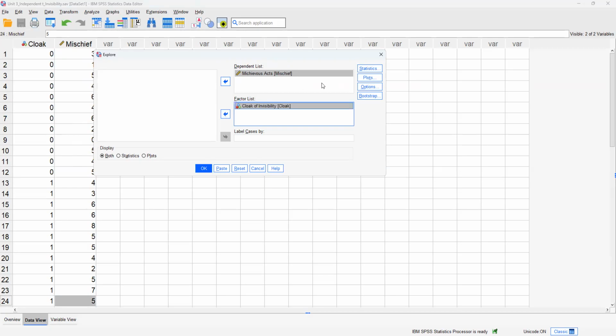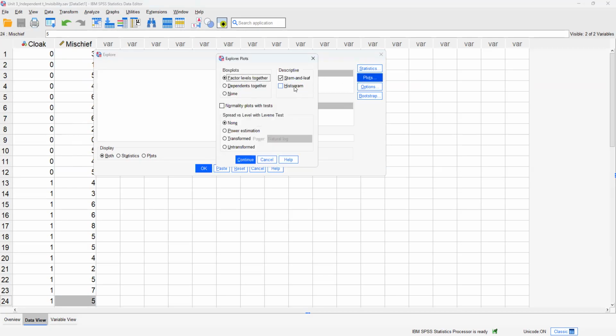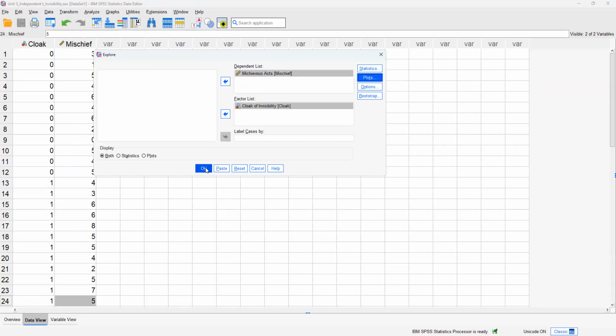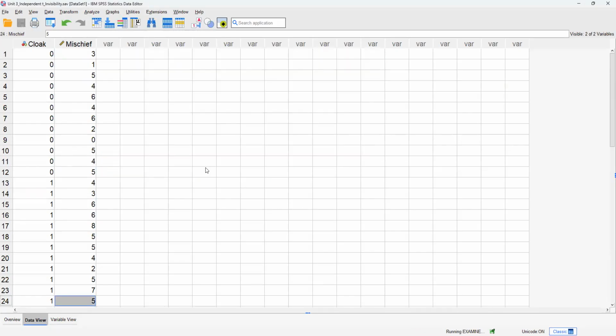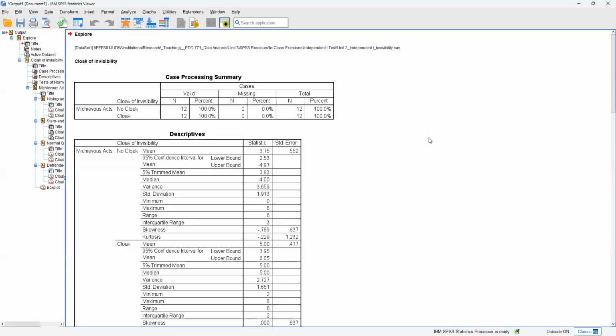We're going to go back to plots and request the same histogram and normality plots with tests. Continue and run it by saying okay. In the output, we have our case processing summary table, and here we have, again, 0 missing cases. We have 12 cases in the no cloak condition and 12 cases in the cloak condition. So it just gives us an idea of our sample size.